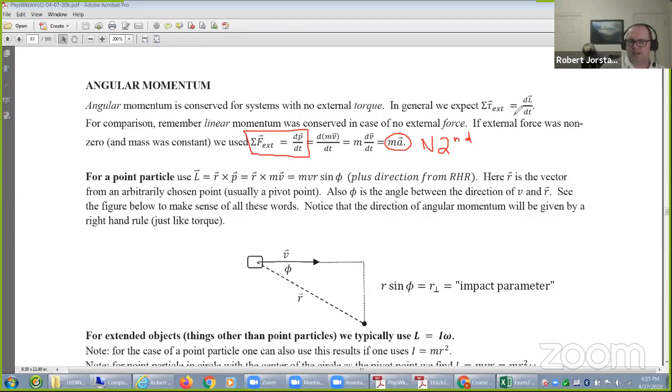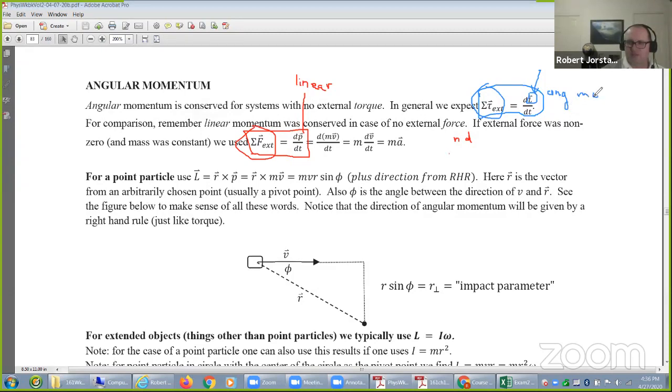This is the equivalent, right? Torque is the same thing as force in rotation land. A force causes translation, a torque causes rotation. Now we're going to change the way we talk about momentum. This P here, I want to call linear momentum, or you could call it translational momentum. And this new concept that we're going to use over here, this L, is called angular momentum.